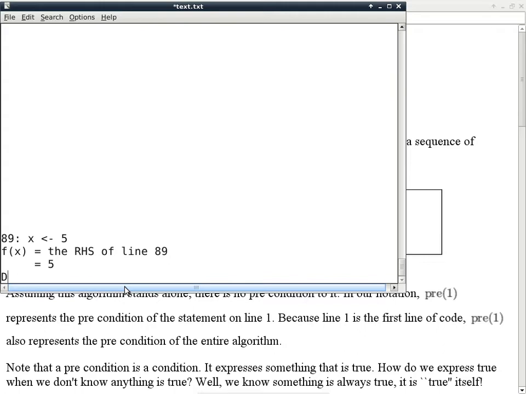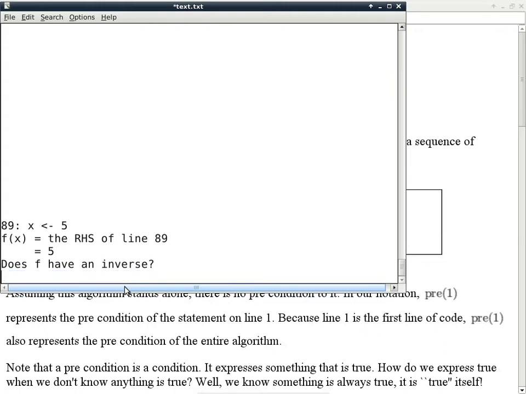So the next question that we ask, does f have an inverse? The answer this time will be no. It is not reversible. If it's not reversible, what are we going to do? If it's not reversible, this is what we'll do.